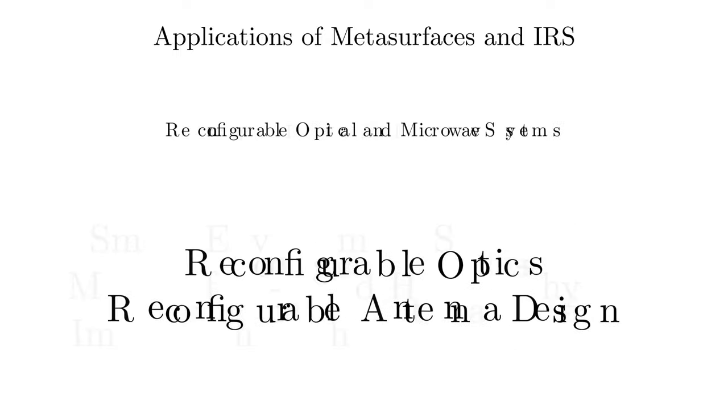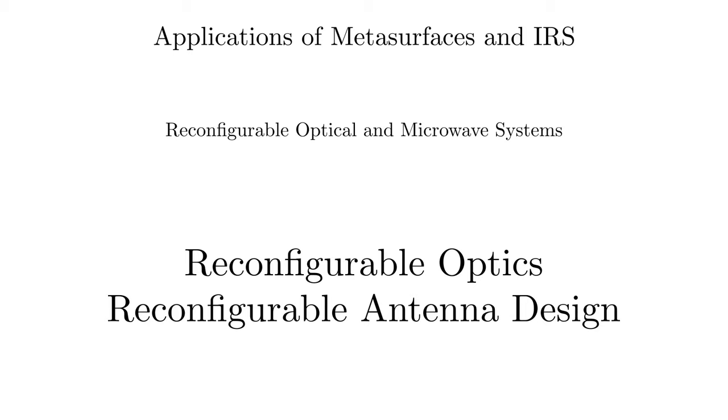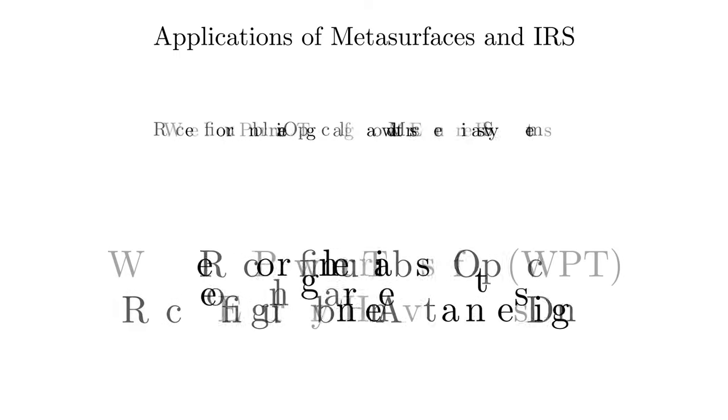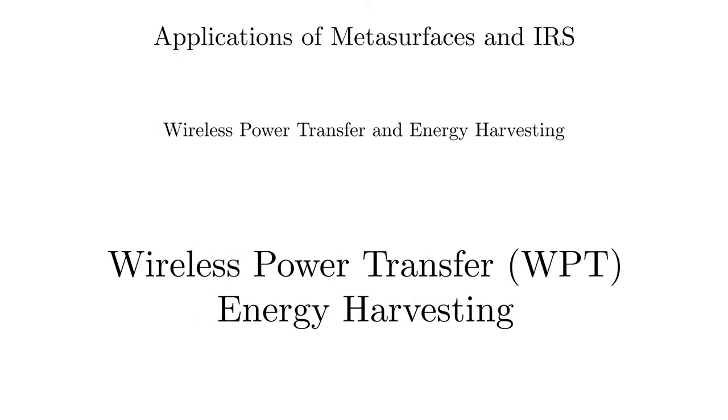Reconfigurable optical and microwave systems. Metasurfaces are widely used to create reconfigurable lenses, mirrors, and holograms in optical systems. This includes lenses that can focus or defocus light on demand, useful in cameras, telescopes, and microscopes. Metasurfaces can be designed to switch between different radiation patterns or polarizations in microwave communication systems, allowing for flexible and adaptive antenna designs.